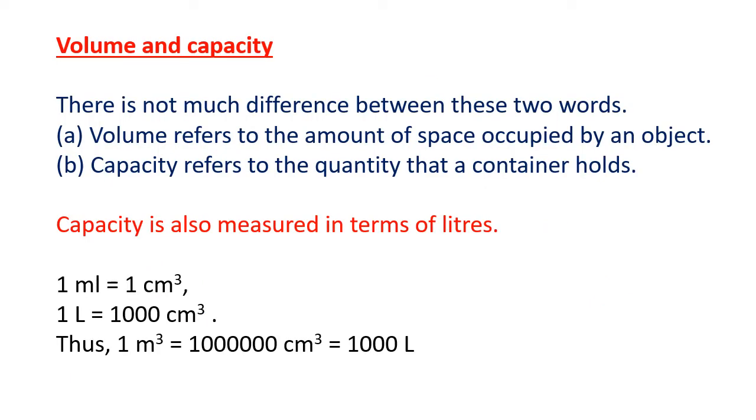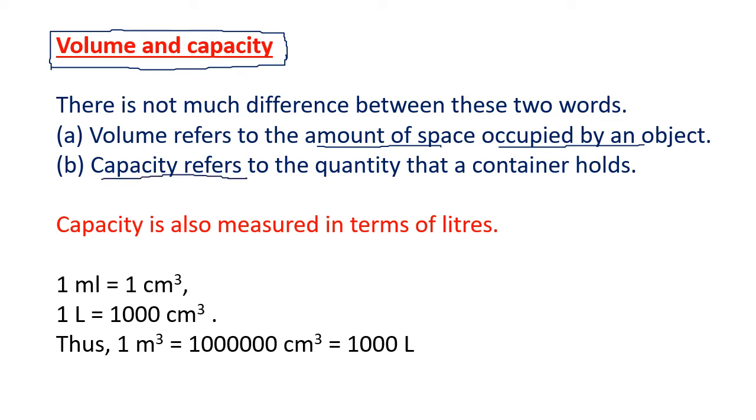Now, the last part of the topic was the volume of the cylinder, or we can say volume of the cube and cuboid. Now we have to find the relation between the two terms, volume and capacity. There is not much difference between these two words. Volume is the amount of space occupied by an object. So how much space an object occupies is the volume.